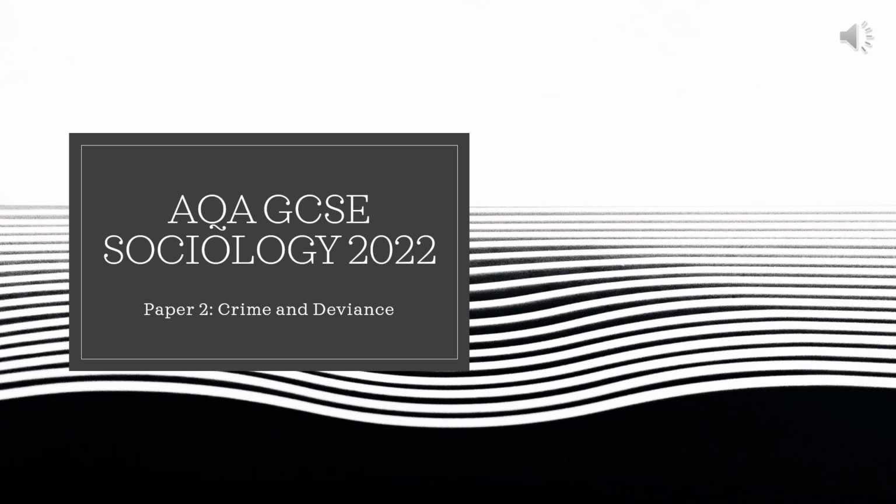Paper 2, Crime and Deviance for AQA GCSE Sociology.